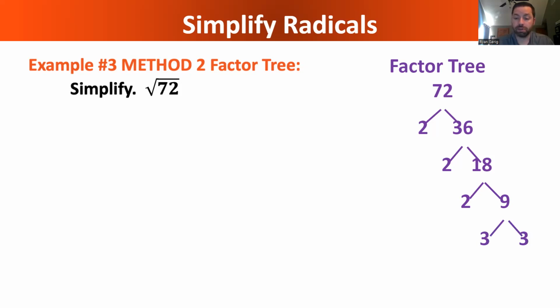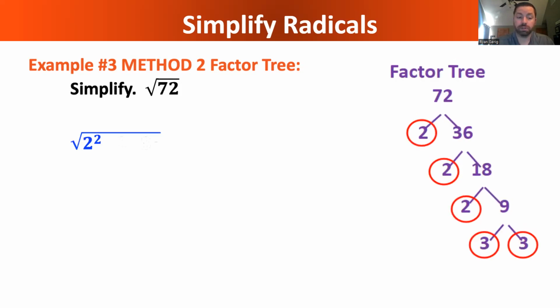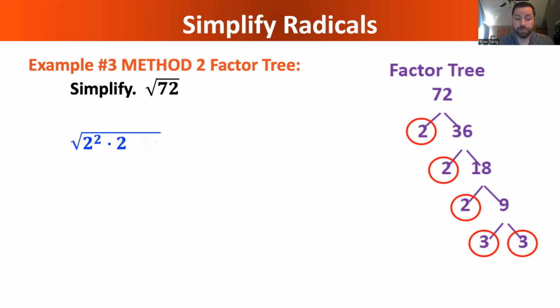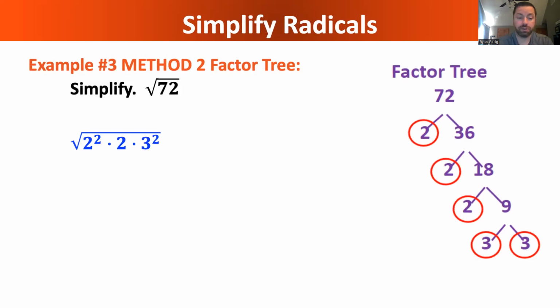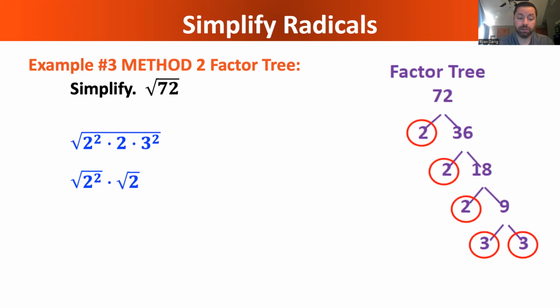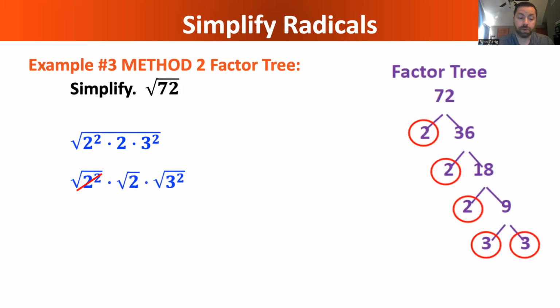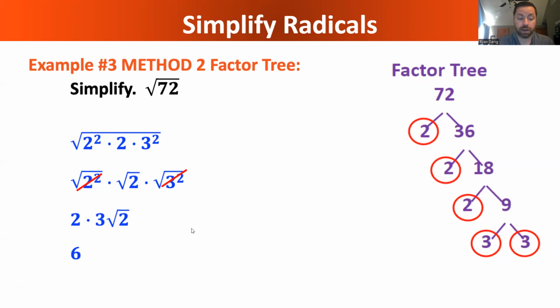So I'm going to circle my prime numbers. That's the 2, the 2, the 2, the 3, and the 3. Now I'm going to rewrite 72 using all of those circled numbers. So there's 2 squared, so that's 2 2s, a 2 and a third 2, and then 2 3s. Now, why did I write them like that? 2 squared times 2 times 3 squared. The square root of 2 squared, remember the radicals cancel. The radical and the squared cancel, and I'm left with just a 2. Square root of 2 doesn't cancel anything, so it's just square root of 2. The square root of 3 squared, the radical and the squared cancel, and I'm left with 3. And notice where I put it. It goes on the outside of the radical, in front. And then I can do 2 times 3, which is 6, radical 2.